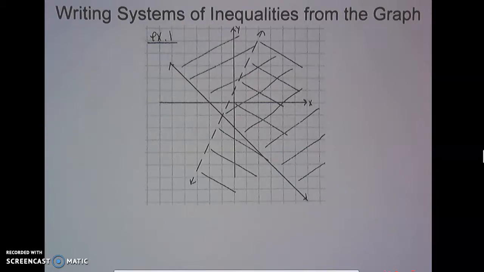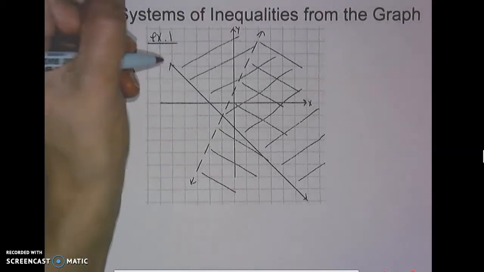All right, today we're going to be writing systems of inequalities from the graph. So in the past, we've given you the system of inequalities. You had to graph it, find solutions, things like that. Now we're going backwards from that. And so what we're going to need to do is figure out how we're going to write the inequalities for these. Now, each graph is going to have a different number of inequalities.